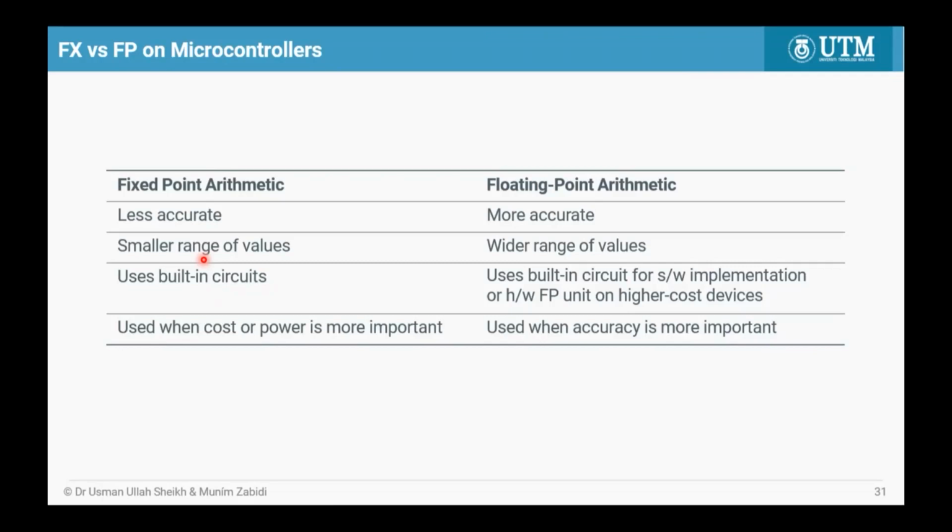Okay, so fixed point is always used in built-in circuits. You can use it in a built-in circuit for software implementation, or hardware floating point unit on the higher cost device. Usually this fixed point format is used when the cost of power is more important, and floating point arithmetic is used when accuracy is more important. So this is the table of comparison between fixed point and floating point, whenever you're going to decide which to use for fractional numbers.